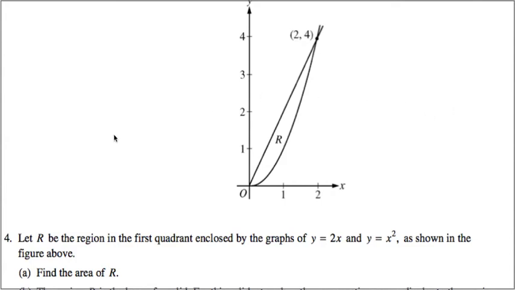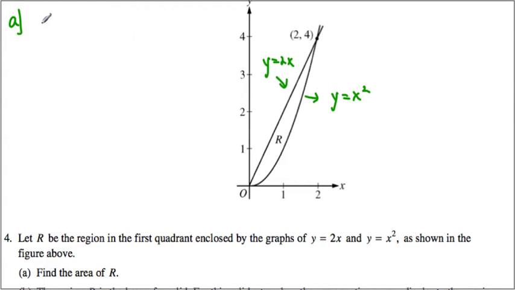Hello, so let us look at number 4 here from year 2009, Form A. Now, we have two functions given, y equals 2x. This seems to be y equals 2x, and the bottom one becomes y equals x squared. Now, find the area of R. That seems to be quite easy. And in this case, we cannot use calculators.